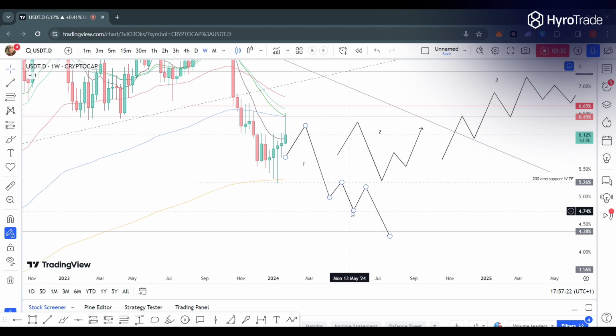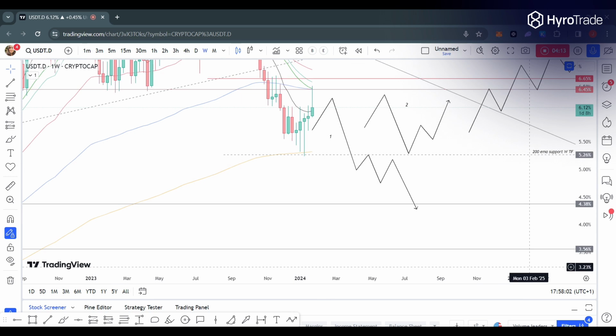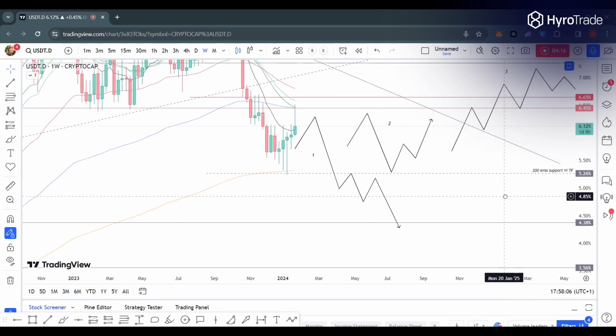In this case, to be super bullish, it should break below the 200 EMA, and we should see a weekly close below this level, 5.26 or 5.3, or just look at the 200 EMA and we should see the close below, as it did here before in November. If it closes below this level, it should do the same pattern as it did here. As you can see, in this case it can go lower towards 4.38% or 3.56. All these are very strong levels where we can expect a bounce.